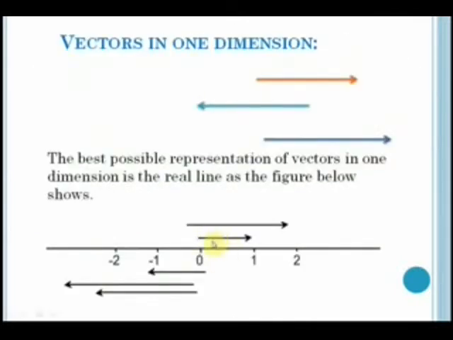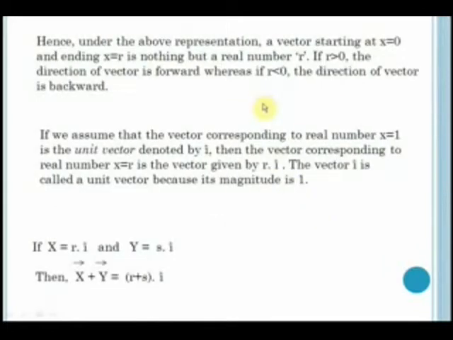So here we see that r is equal to 1, so the direction of this vector is forward. Similarly, here we see that r is equal to -1, so it is negative, and hence the direction is backwards, this way. So if r is greater than 0, the direction of the vector is forward, and if r is less than 0, the direction of the vector is backwards.